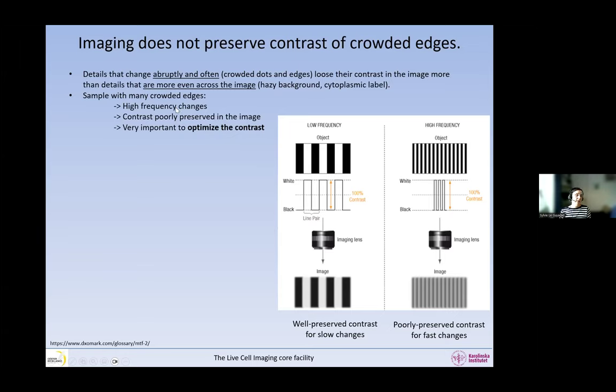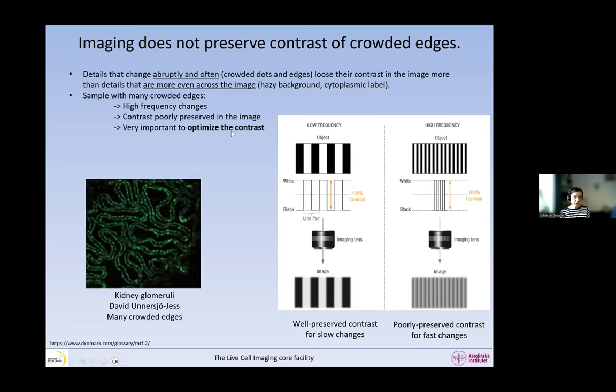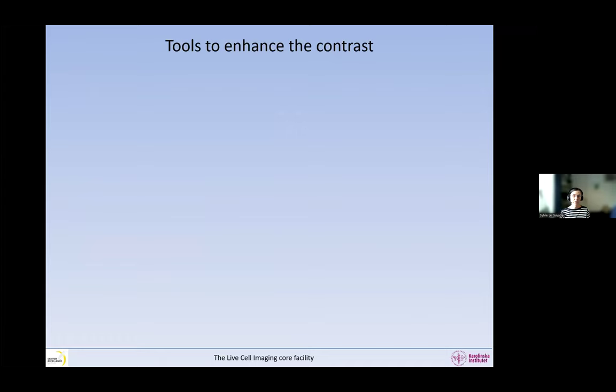So samples that are very crowded have high frequency changes, they correspond to this type of object, and unfortunately the contrast is poorly preserved in the image. So for these types of samples, it is very important to optimize the contrast, and we will see later today how to do that. The image that David showed yesterday of this glomeruli is a typical example where we have lots of edges. Every time you have a line, you have two edges, right, on both sides of the line. And very crowded. So in these images, it's important to preserve the contrast.